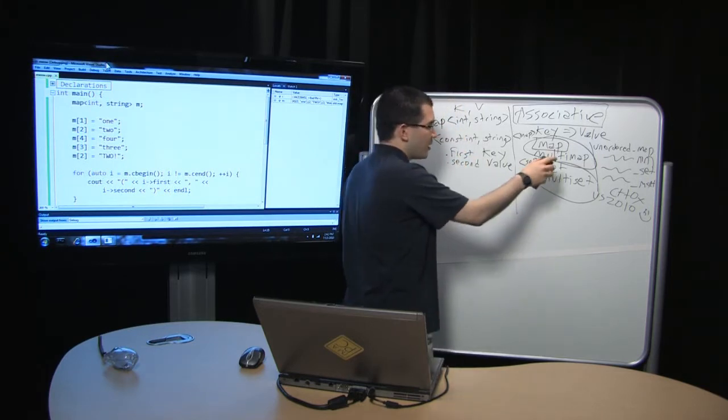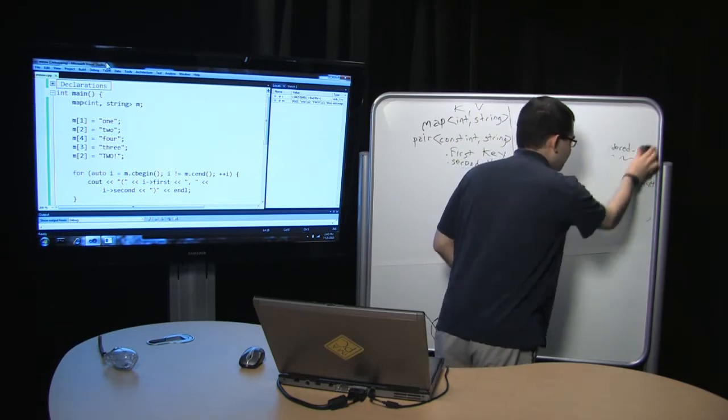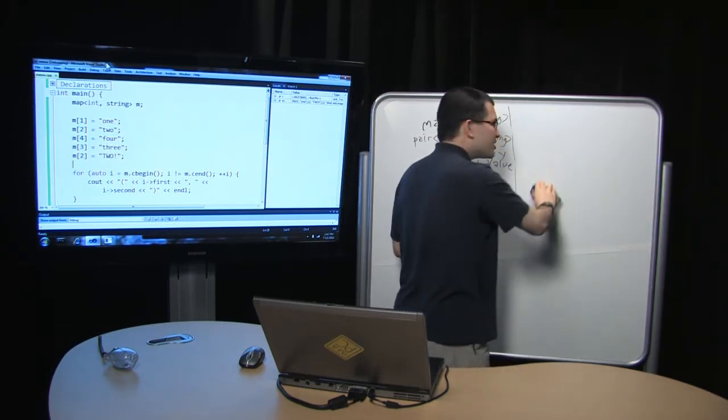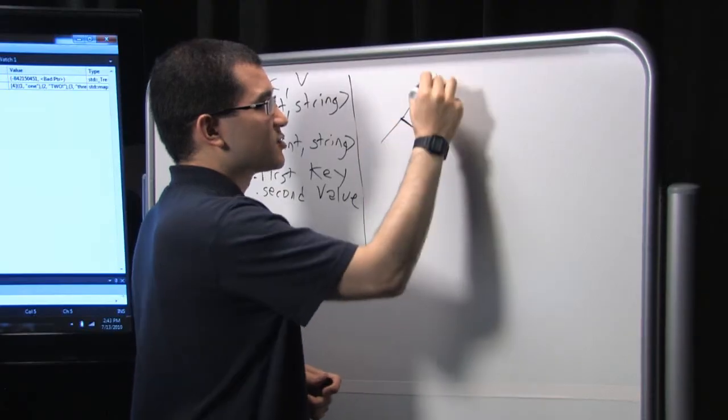So the way that a map, I can erase this now, say from int to string, is implemented, is it's a balanced binary tree. So you can imagine that my map looks something like this. There's a root.